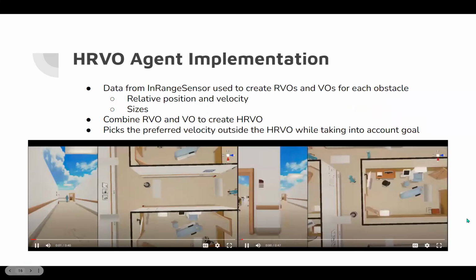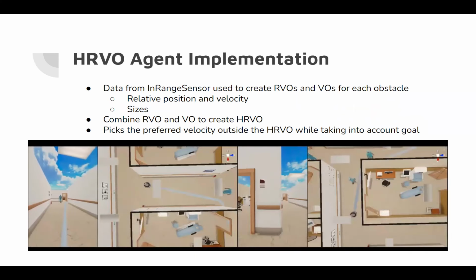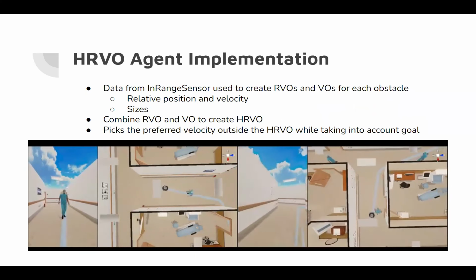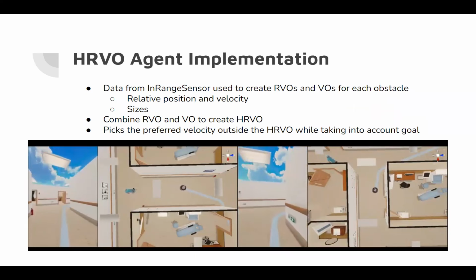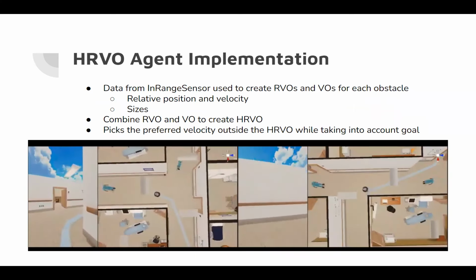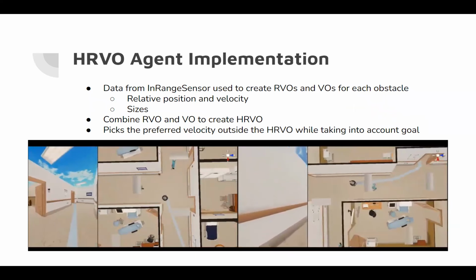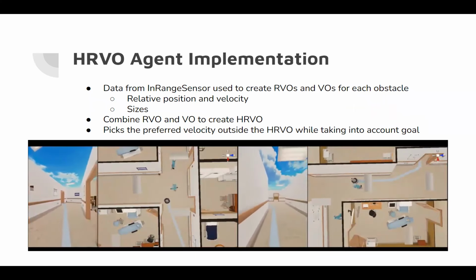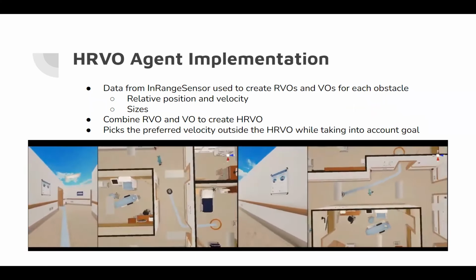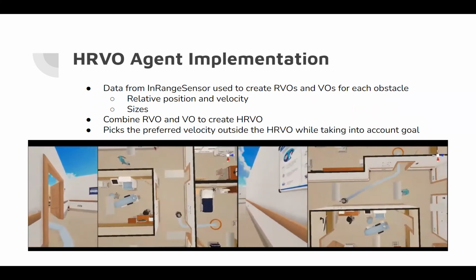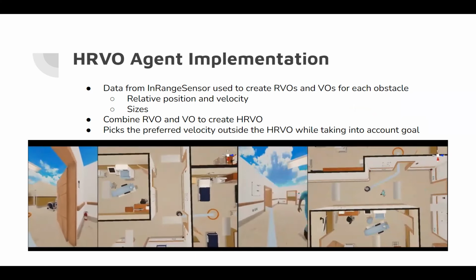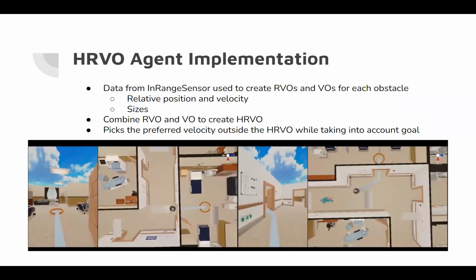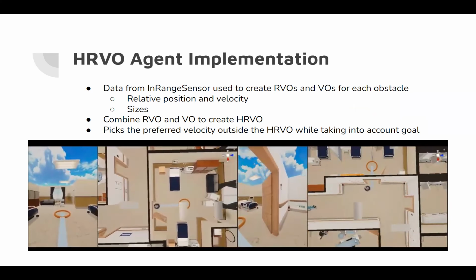The HRVO agent finds the preferred velocity as follows. First, data about each obstacle is obtained from the in-range sensor script. The data needed to create velocity obstacles are relative position, velocity, and each obstacle's size. By combining this data, the RVO and VO are created for each obstacle and then combined again into the HRVO, as described in the paper on HRVO. The script then uses all the HRVOs of each obstacle and selects a velocity outside of them. This velocity has a slight weight towards the goal, so it guides the robot towards the target position.